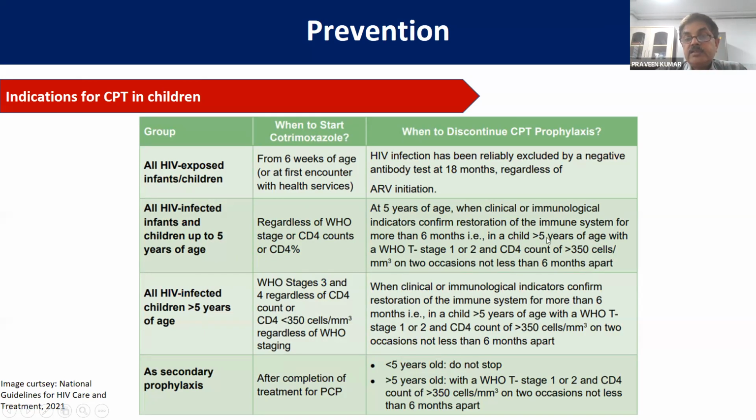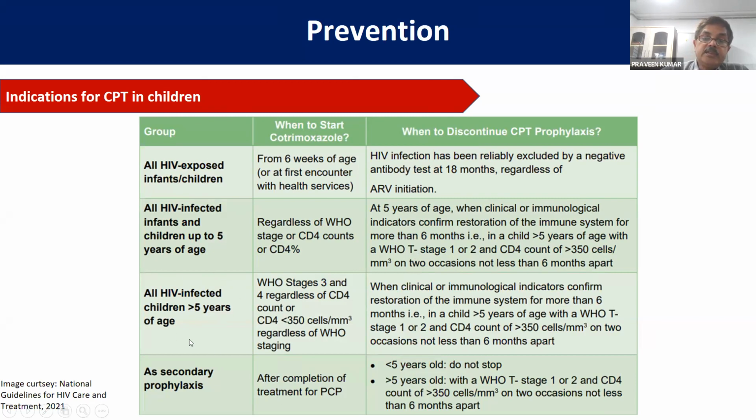till the child is more than 5 years of age with a WHO stage of 1 or 2 and CD4 count more than 350 on 2 occasions, which you have done twice, and these twice should be at least an interval of 6 months.